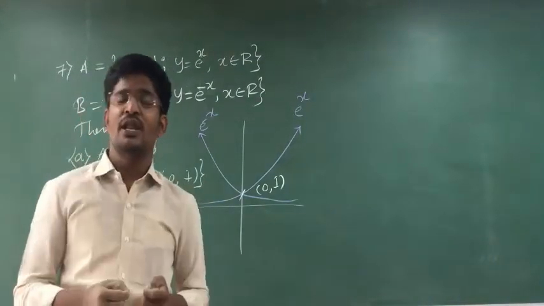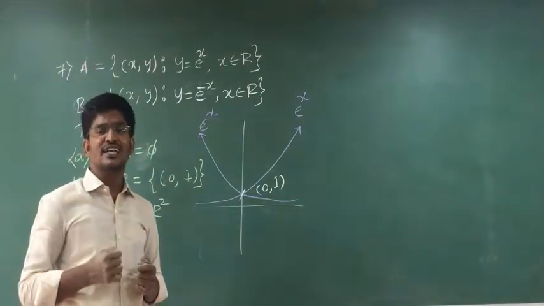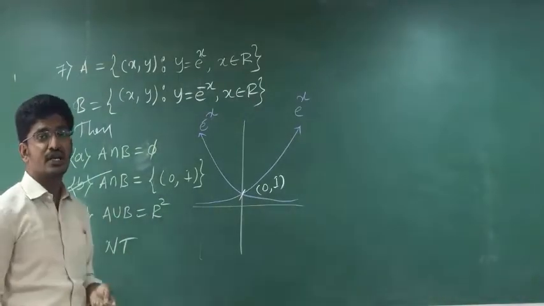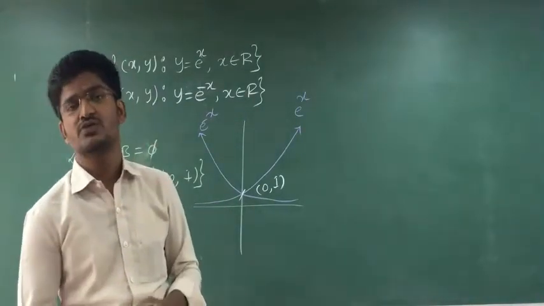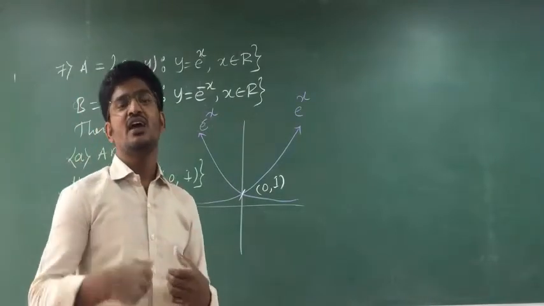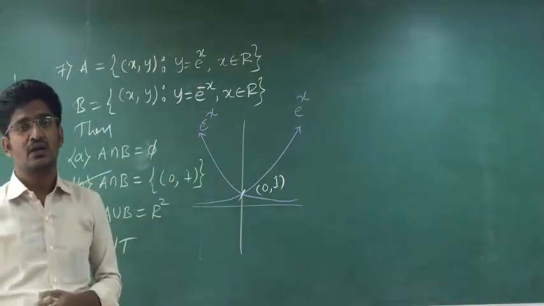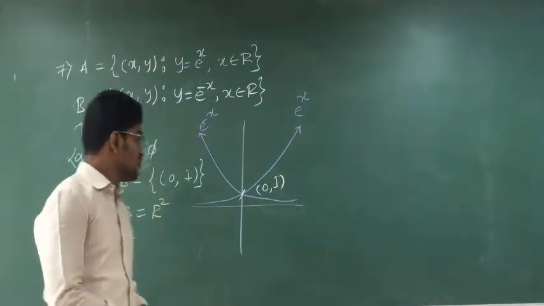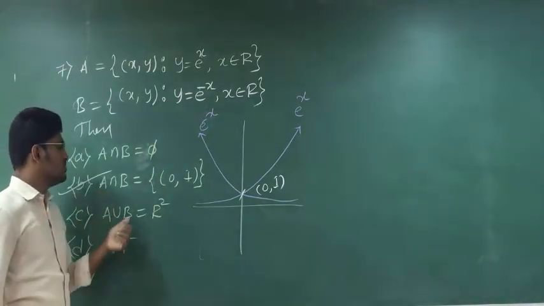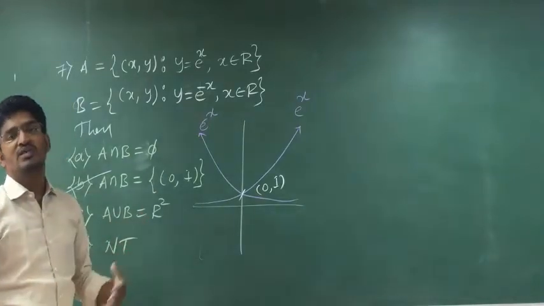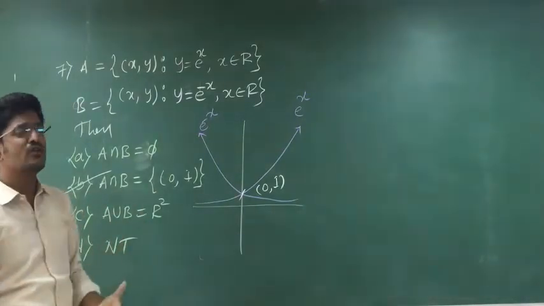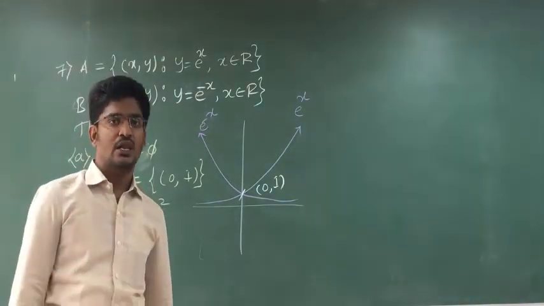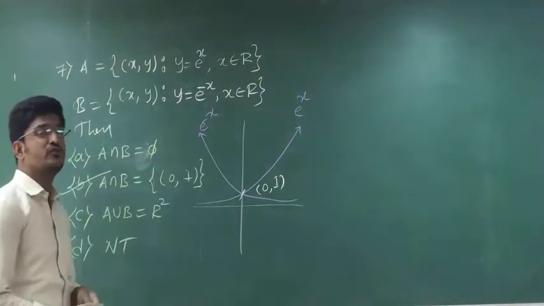If this is common for e to the power of x and e to the power of minus x, definitely option B will be your answer. Because intersection means what? Common for set A and common for set B. If 0 comma 1 is common for both A and B, so for that reason A intersection B equal to 0 comma 1 will be the answer. See, very simple question, but without knowledge not possible. Clear? Okay, let us move to the next question.